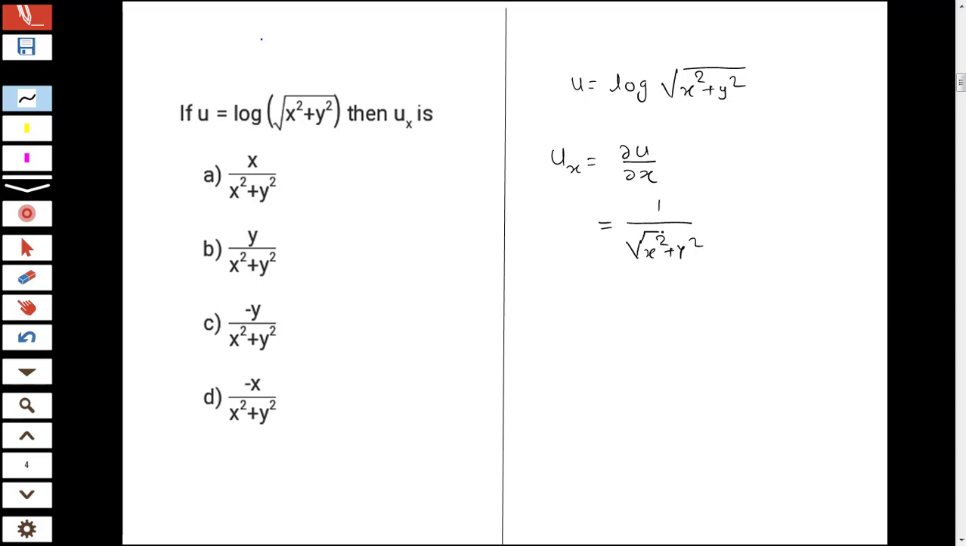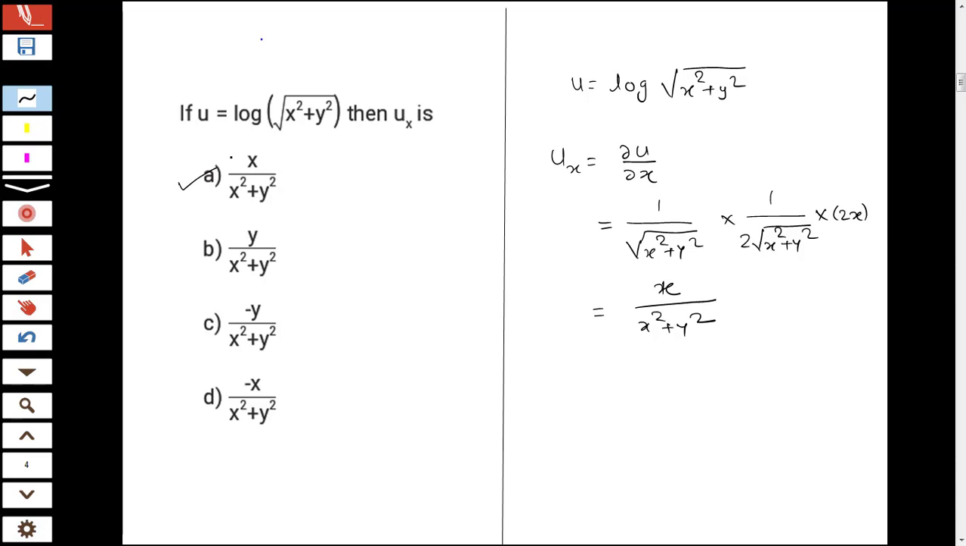Now we have to apply the chain rule. Into derivative of root x square plus y square is 1 upon 2 root x square plus y square. Into again derivative of x square plus y square with respect to x, and y constant is 2x. So finally that 2 will cancel. It is finally x upon x square plus y square. So option A is the correct answer for this.